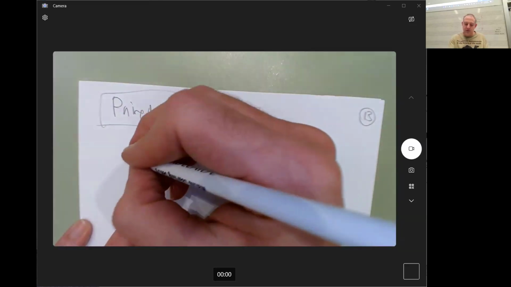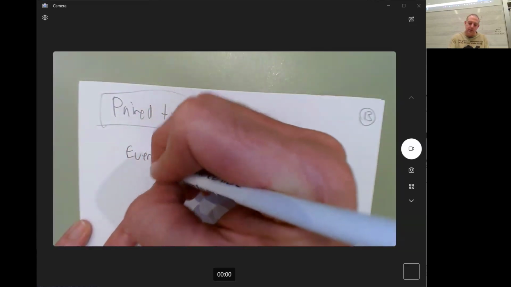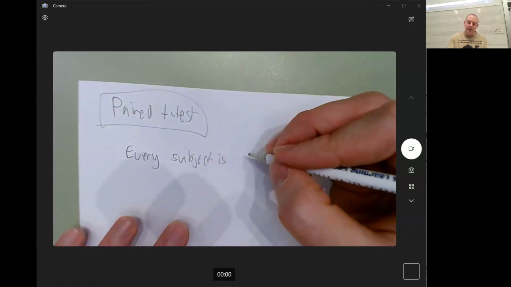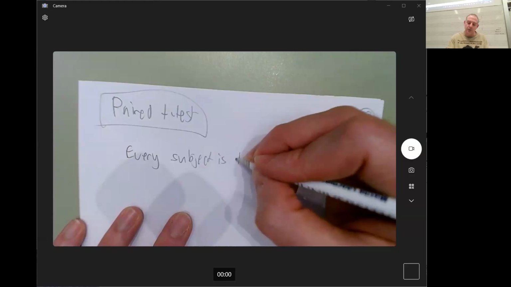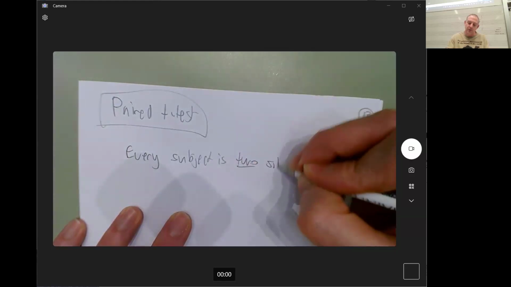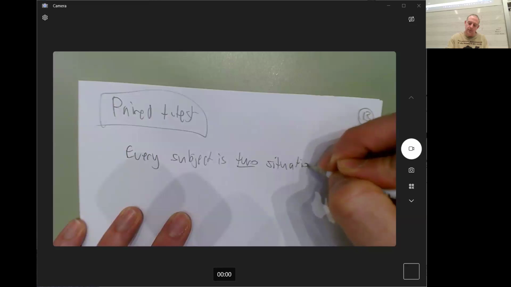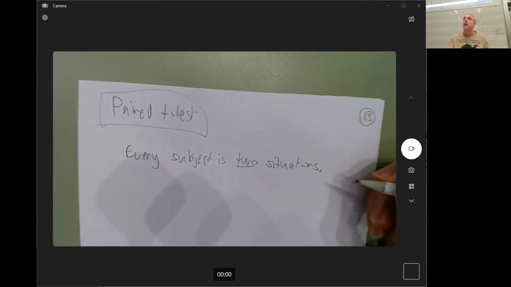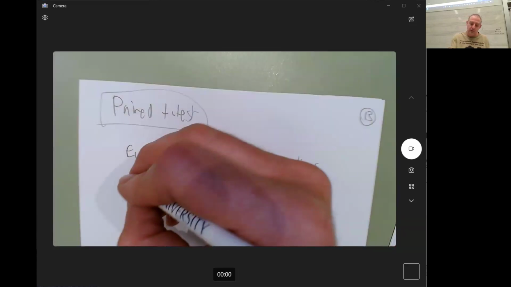So the situation is, the story is every subject is in two situations. Every subject is put into two different situations. And a number outcome is measured twice for every subject, once in each situation.